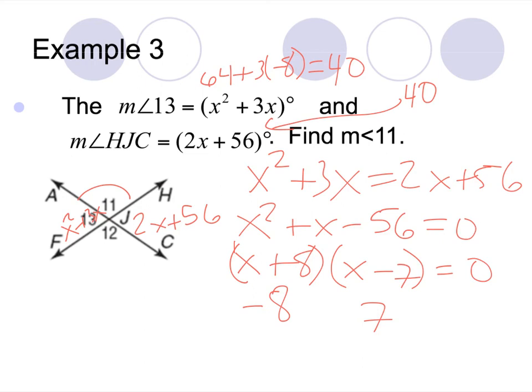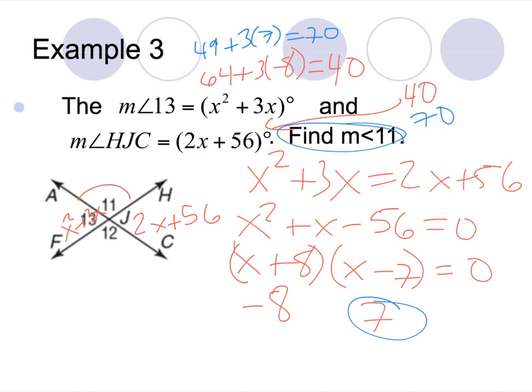That's great. What about if I plug in 7? Will that still work? Well, 7 squared is 49, plus 3 times 7, that's 21. 21 plus 49 is going to be 70. And what about this bottom one here? If I plug in 7, that's 14 plus 56, which is also 70. Well, look at that. They both check out. So I'm actually going to have two answers here, but let's make sure we're answering the question.